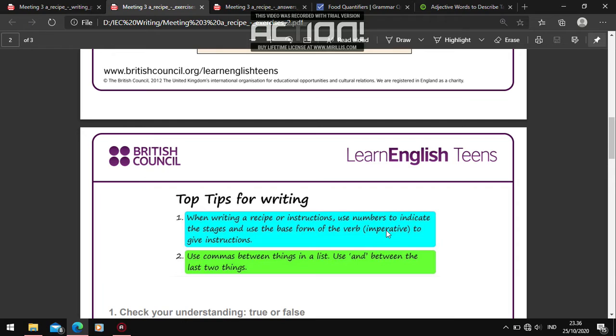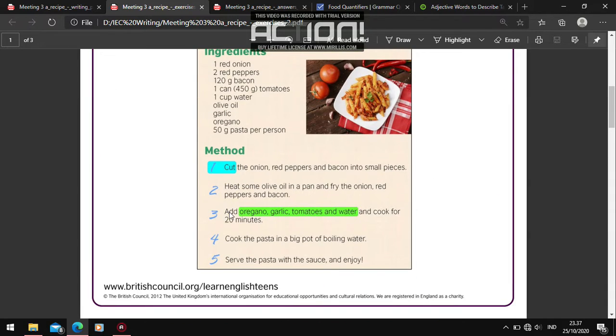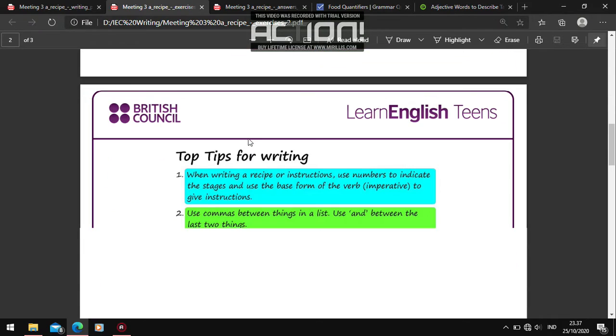It's imperative. You don't need to put -ing, -to, -ed, or verb 2, verb 3. No, that's only the base form of the verb. So that's why here you write cut, hit, add, cook, serve. All of them are verb 1. So you don't need to write cutting, hitting, adding. Just write the verb. Start the method or start the step with the base form of the verb. That's the first step.